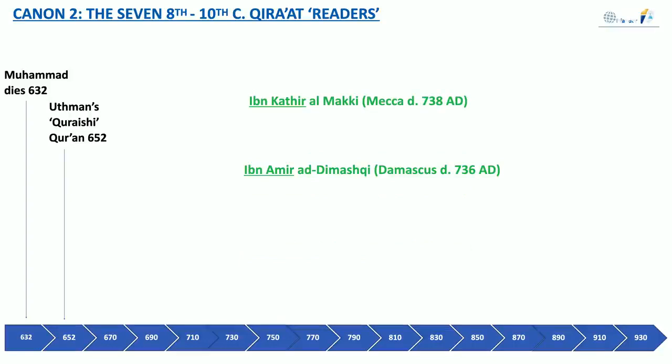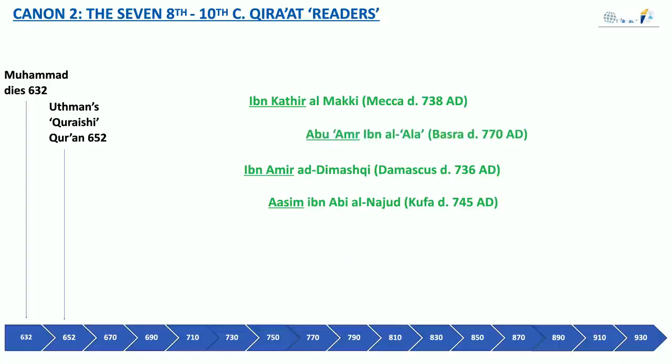Right. That would be Qureshi. Am I correct? Yes. I mean, supposedly, because it's Mecca. All right. So one would argue that it is. Now suddenly you have Asib Ibn Abi al-Najud. His is from Kufa. That's Iraqi. It is modern day Iraq. 745 is when he died. Then you have Abu Amr. Why don't you read their names as I put them up, because you know much better than I do. Amr ibn al-Ala. And he's 770.